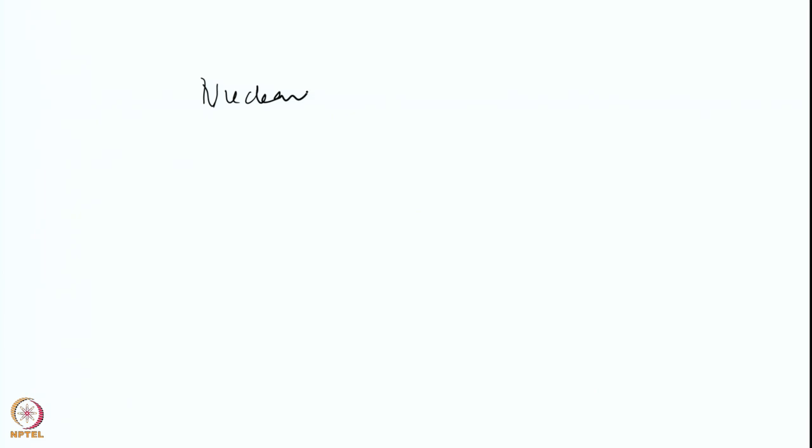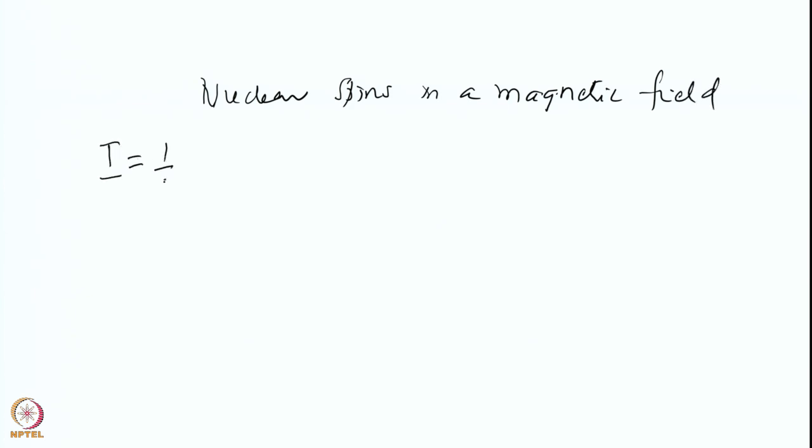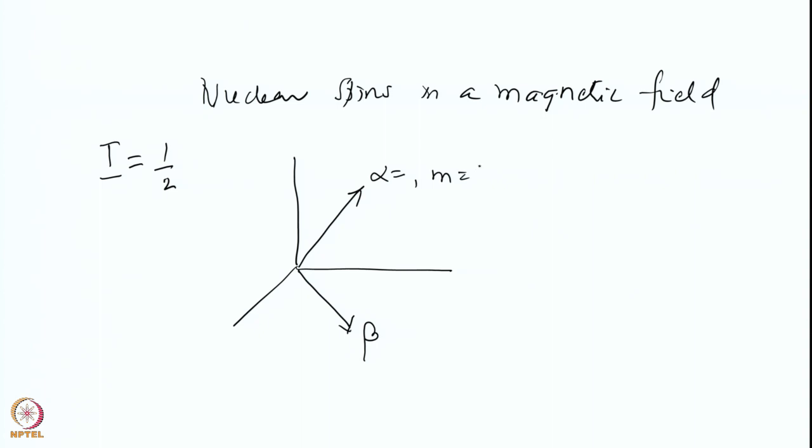So, we were discussing the nuclear spins in a magnetic field, and let me briefly recap what we saw. Consider a spin with I equal to half. We said it has two possible orientations in space. One possible orientation is like this, the other is like this. This one we call the alpha state, and this is the beta state, where m is equal to half and here m is equal to minus half.